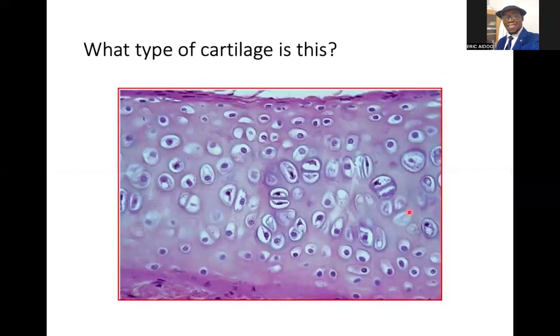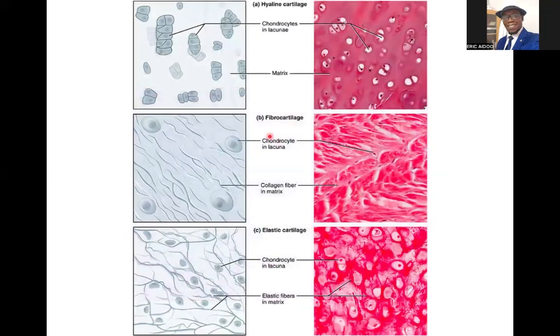So what type of cartilage do you think this will be based on what we have seen so far? So that is the outermost portion, that's a perichondrium. You expect to have another perichondrium down there. Then you are laying down chondroblasts, which will mature to become chondrocytes. And you can see some of them are in groups. Once they are in groups, you should know that it is hyaline type of cartilage.